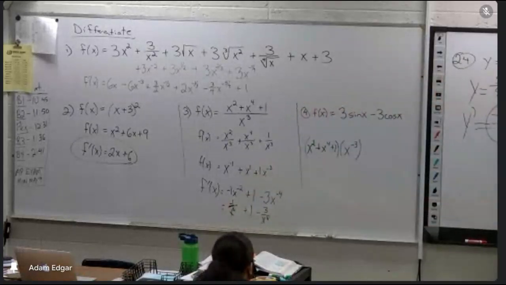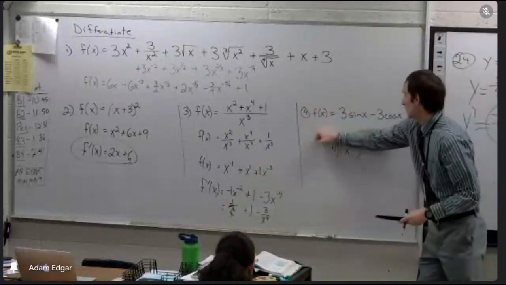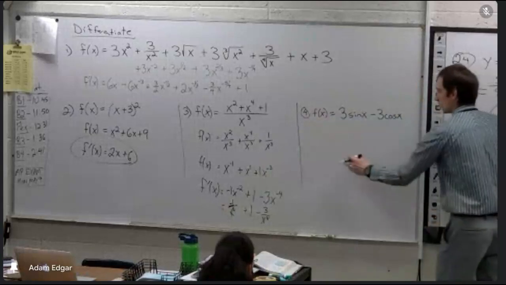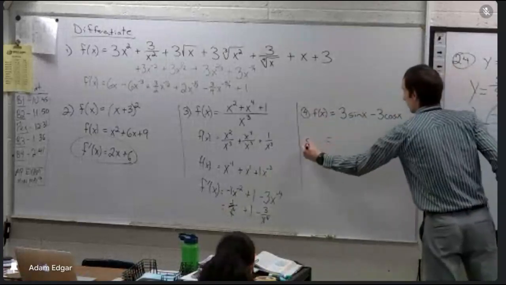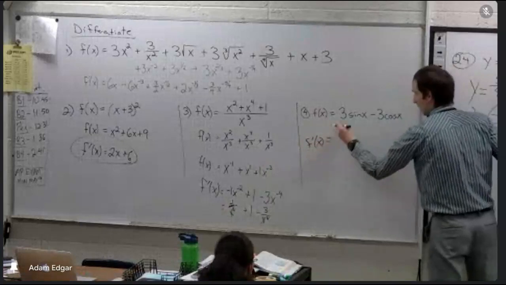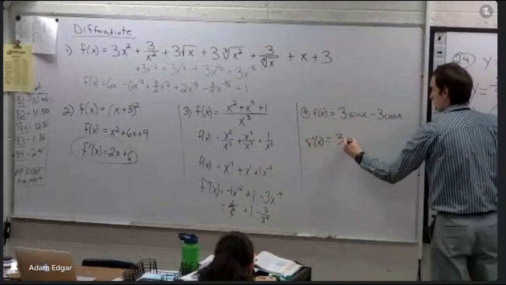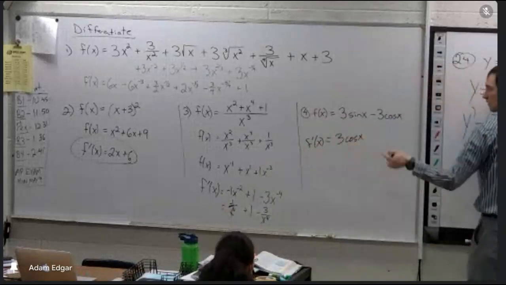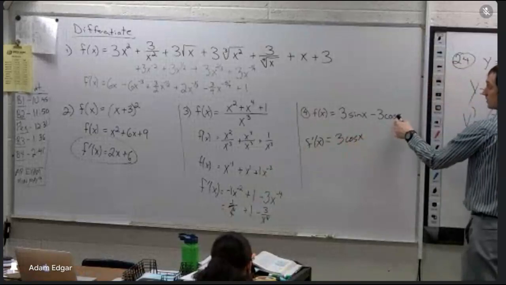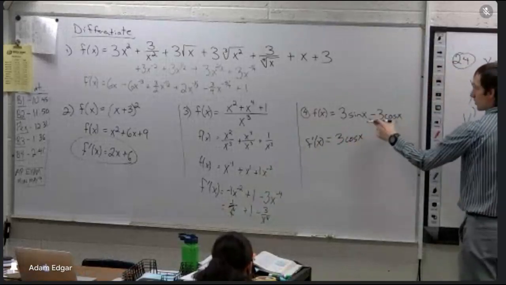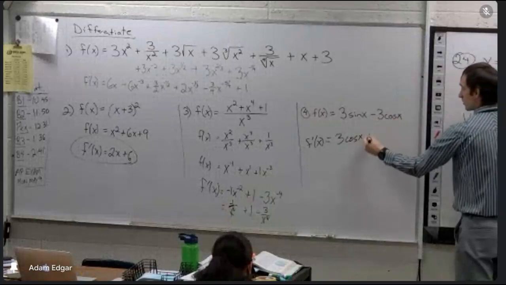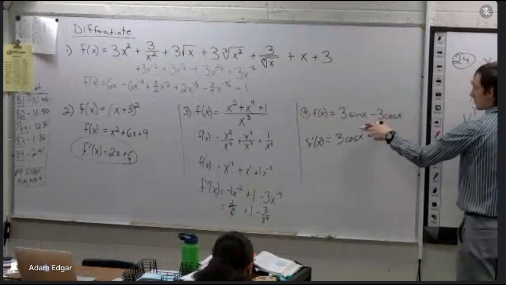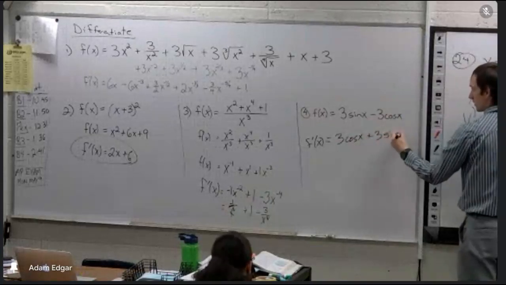All right, last thing, what's the derivative of sine of x? So what's the derivative of 3 sine of x? 3 times cosine. Also, what's the derivative of cosine x? Negative sine. So what happens with this whole term? It becomes positive, because you have a negative sign times a negative 3 is positive 3 sine of x.